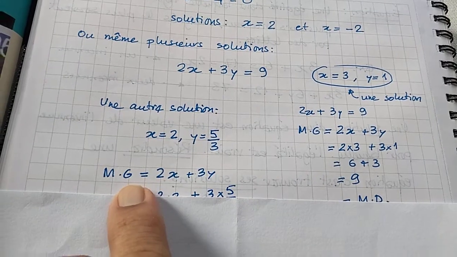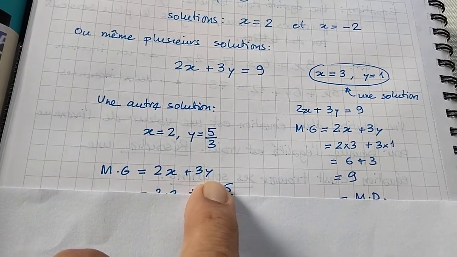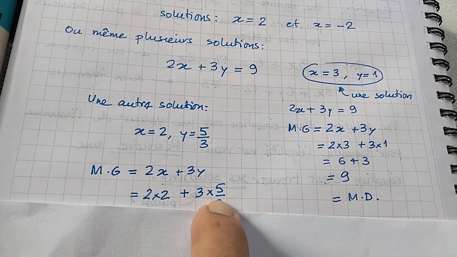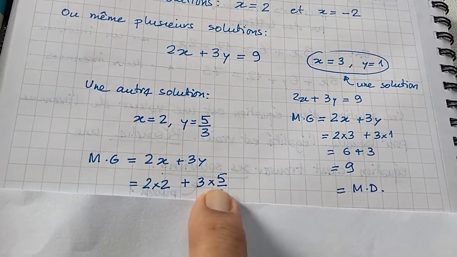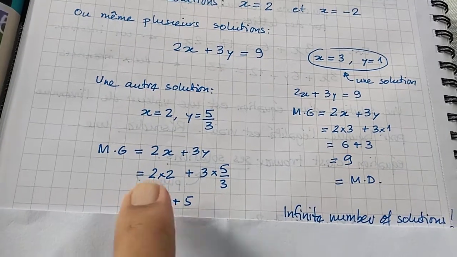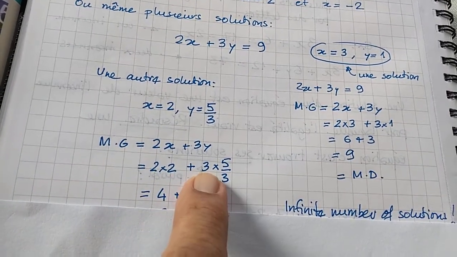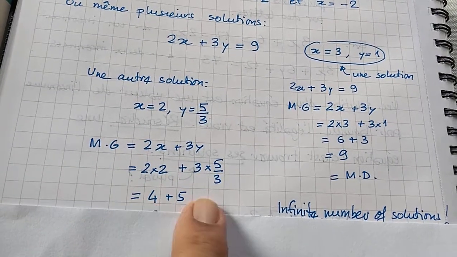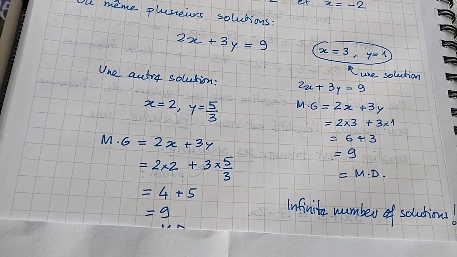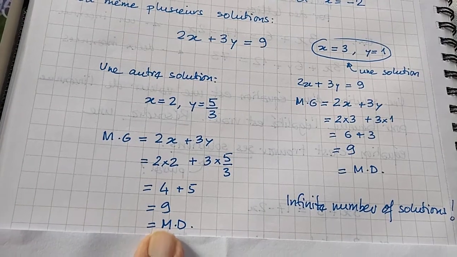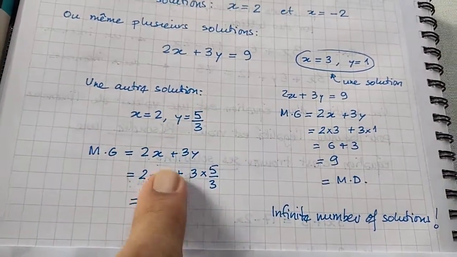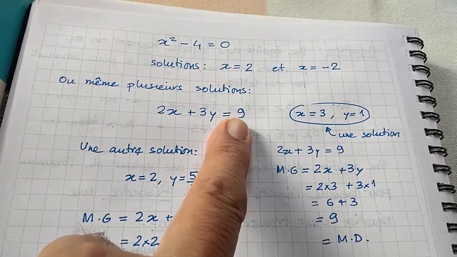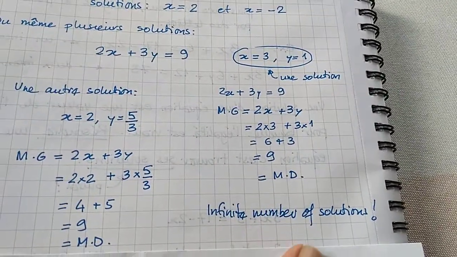So then we take membre gauche, 2x plus 3y est égal à 2 fois 2, x est égal à 2, plus 3 fois 5 sur 3, ça nous donne 2 fois 2 c'est 4, 3 fois 5 divisé par 3, 3 and 3 cancel out, so you get 4 plus 5, which gives us 9, which gives us the membre droite. So indeed this equation, 2x plus 3y égale à 9, has an infinite number of solutions.